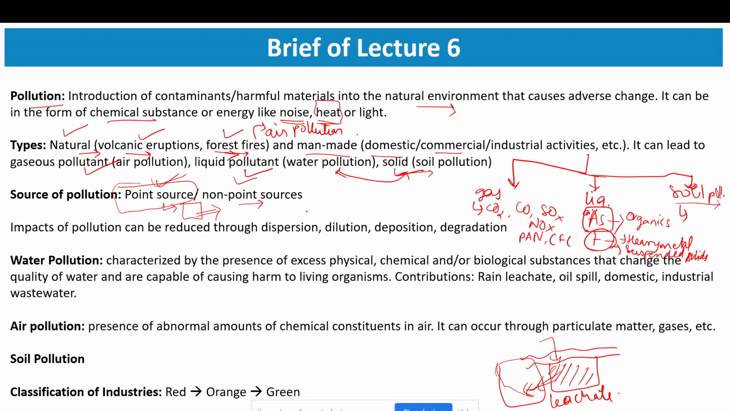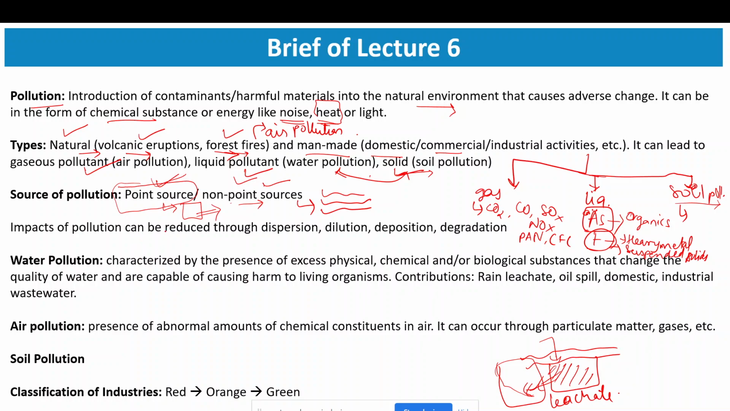Now coming to non-point sources: if we have a spill in a river, and this river body comes in contact with another stream, then we do not know where exactly it started. So we will not be able to find out its exact location, so that we can have treatment or stop the further pollution. So in that case it is a non-point source.